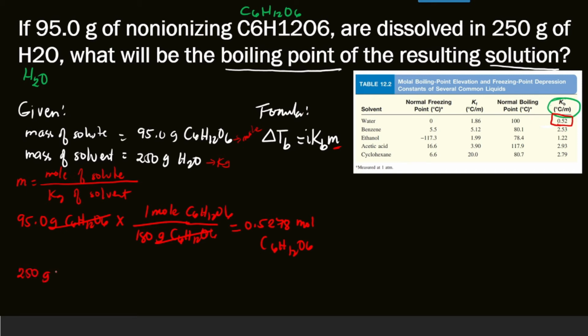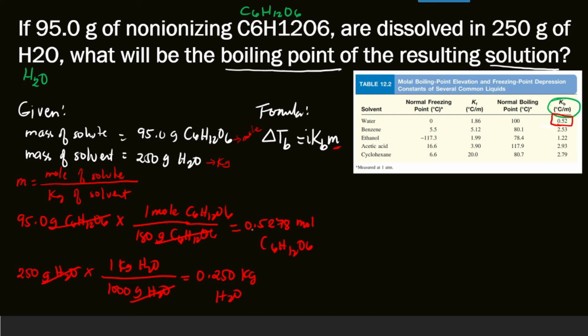Next, convert to kilograms. 250 grams of water times 1 kilogram per 1,000 grams H2O. Cancel the unit, and we will have 0.250 kilogram H2O. Can we compute it now? Not yet, because we first need to get the molality.